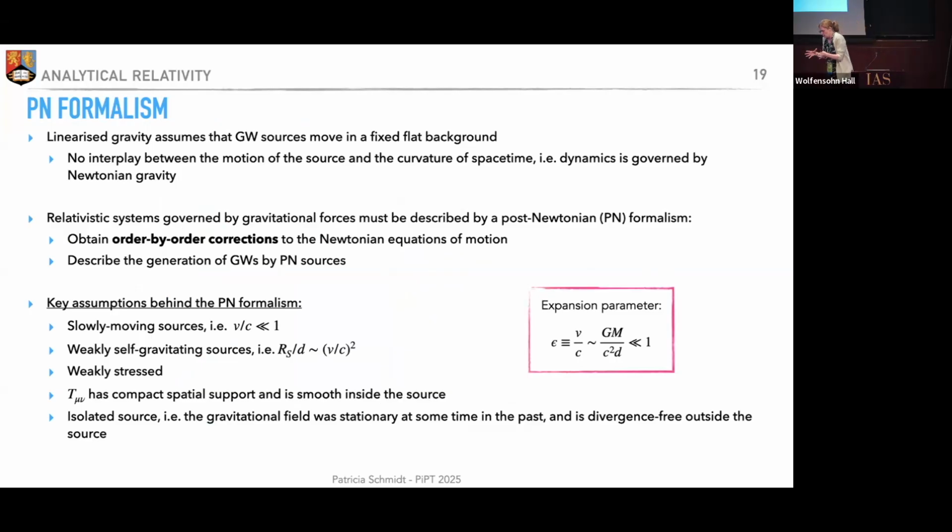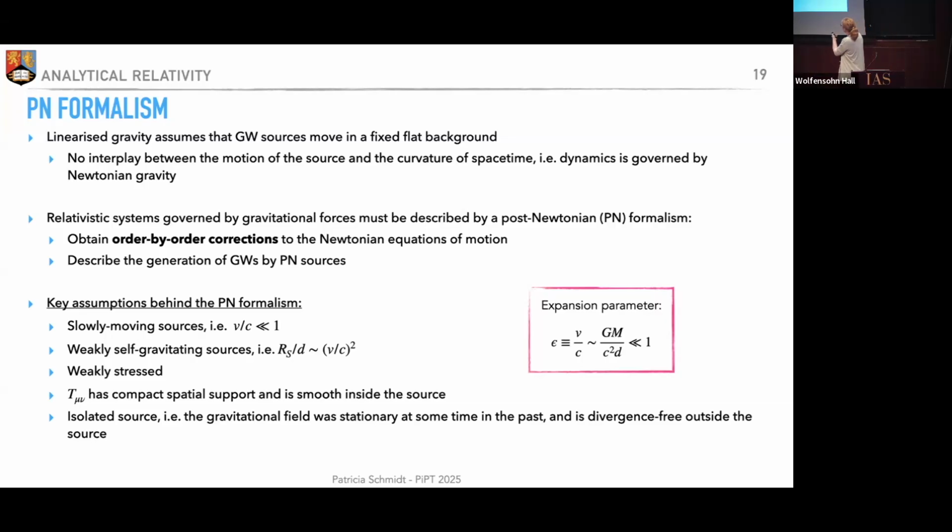And we have our source being confined, so it has compact spatial support and is smooth, mathematically meaning C infinity in there. We also assume that our source is isolated, meaning that at some point in the past it wasn't perturbed by something else, but was just stationary. And that is a reframing of the no incoming radiation boundary condition that people use. So that is what goes into it as a basic thing.